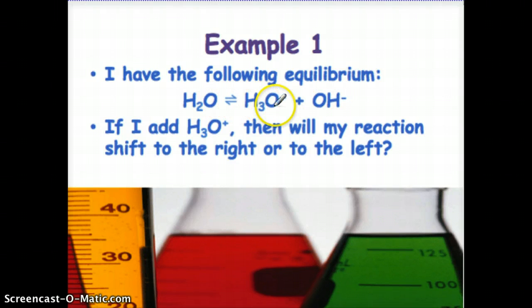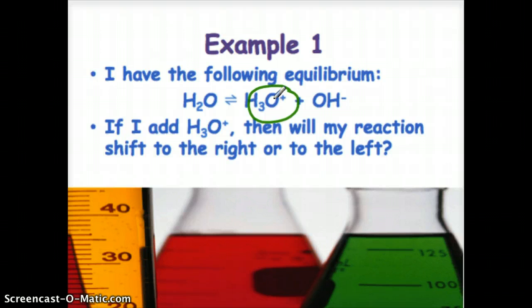H2O turns into H3O and OH, and then it's reversible, right? If I add more product, so you're adding more of this H3O right here, then my reaction will shift to the right or to the left? Since you're adding more product, the reaction is going to shift to the left to counter this change. So, oh shoot, there's too much product. We need to cause this reaction to stabilize.